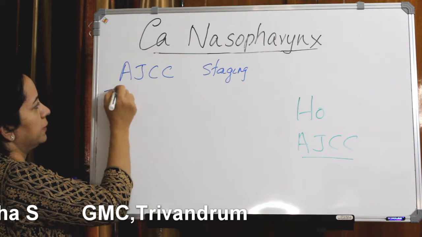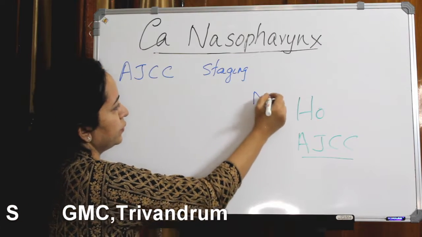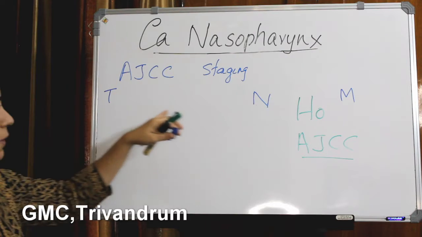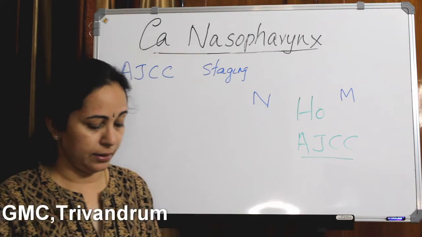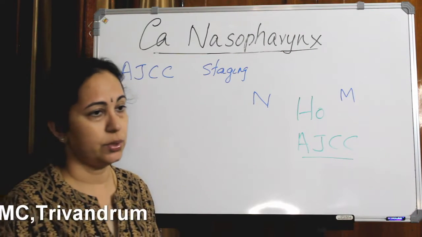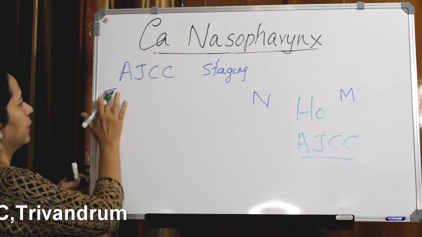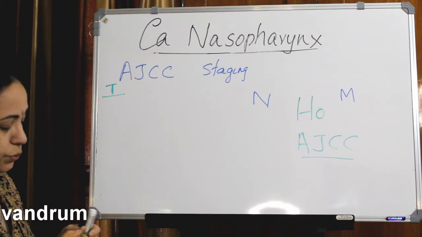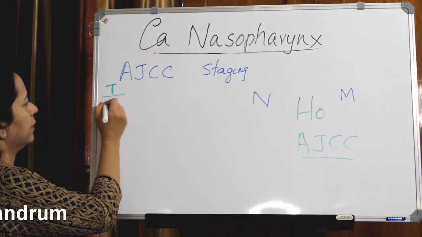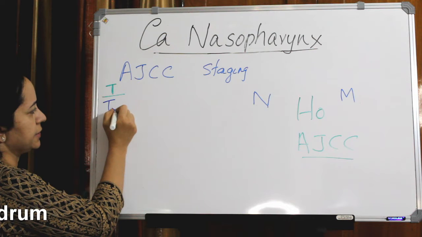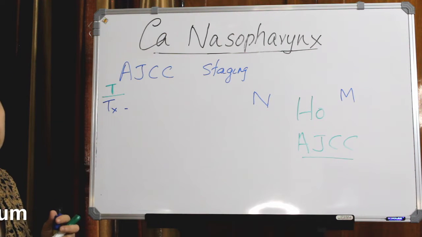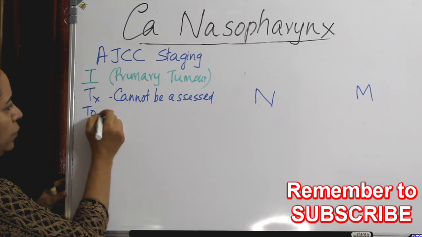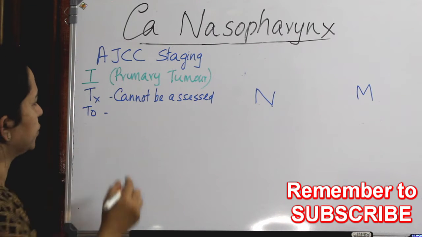That depends upon the primary tumor, regional lymph nodes and metastasis, distant metastasis. Okay, so primary tumor, regional lymph node and metastasis present or not. So what about the T staging? We can divide that into TX, that is the status of primary tumor cannot be assessed. T0, that is no evidence of primary tumor.